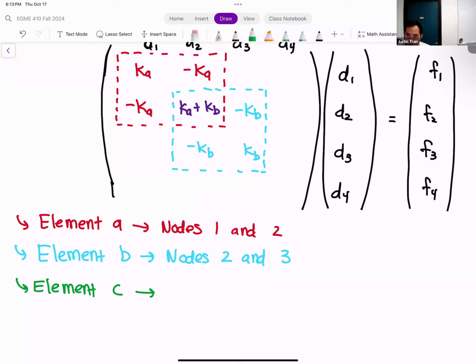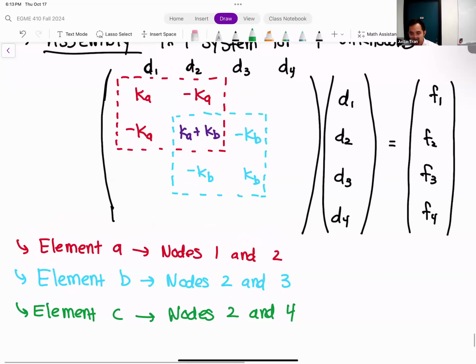Now this one's going to be interesting because for element C, the nodes are not right next to each other in the matrix. Element C we know is connected to nodes 2 and 4. So we're going to insert this into the second row, fourth row, second column, and fourth column. This is not going to be one contiguous block, so all the entries for the element are going to be separated from each other. That's perfectly fine. When they're separated, you just have to make sure which entry goes where.